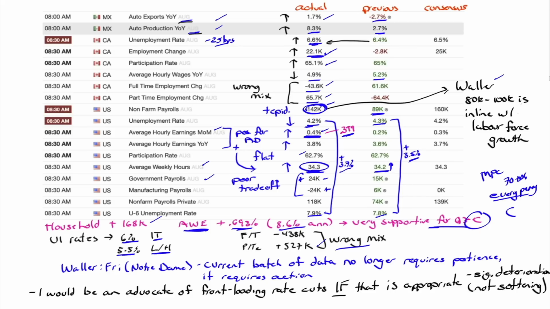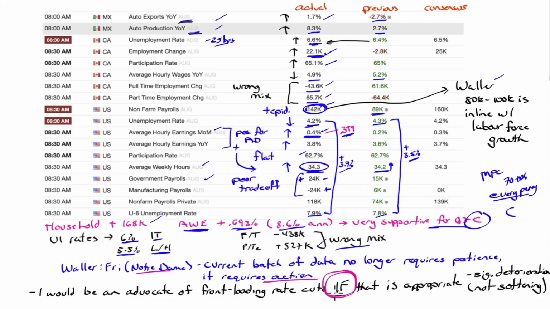This does not look like a 50 basis point cut for September. I think we're firmly in the 25, firmly there. However, Waller did say what he said, but let's put that in context. His talk is on YouTube, so you can find it. He was speaking at Notre Dame. He said the current batch of data no longer requires patience. It requires action. I would be an advocate of front-loading rate cuts, and everybody seems to want to just skip over every time a sentence has an if in there.